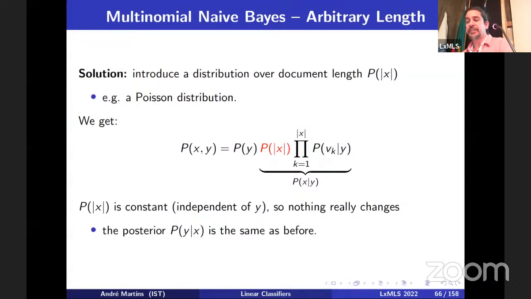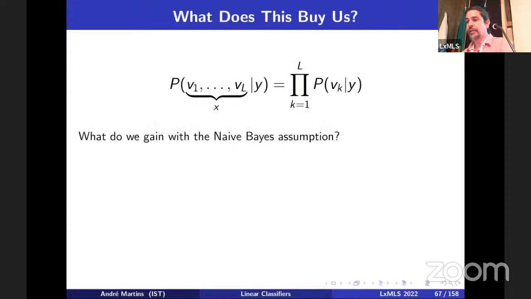Okay. In practice, this is not going to matter because this probability of the length of the document is going to be independent of y. So if you just care about the y that maximizes the probability, you can ignore this term safely. Nothing is really changing, and you get exactly the same posterior as before. Okay. So let's just ignore the length.